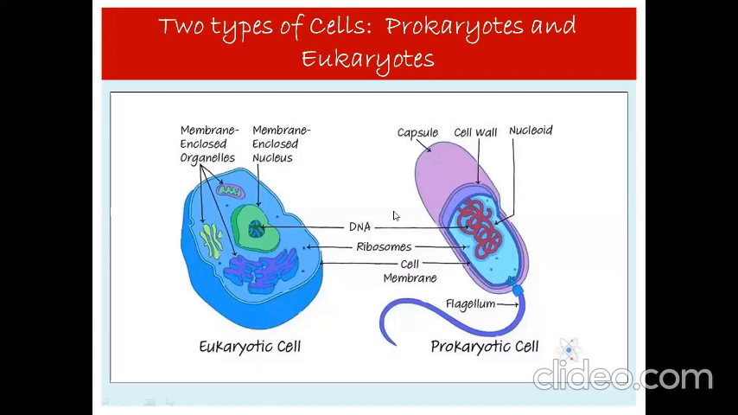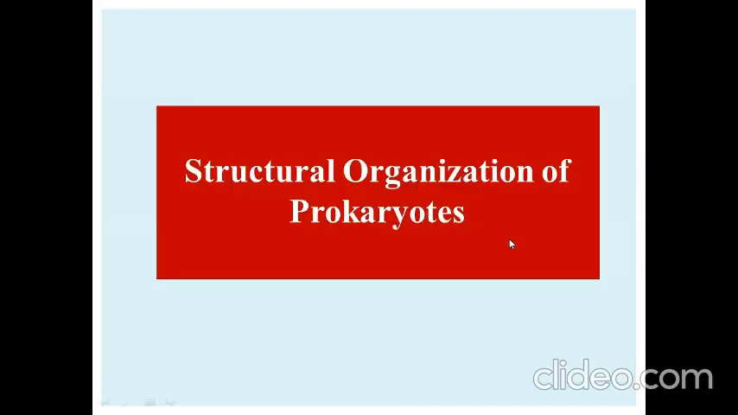Already from the last session, we came to know that there are two different types of cells. It may be a unicellular organism. Every organism is actually composed of a single cell or multiple cells. Any living cell falls into one of two broad categories, that is the prokaryotes or the eukaryotes. Okay, now we'll just learn what the different structural organizations of the prokaryotes are.